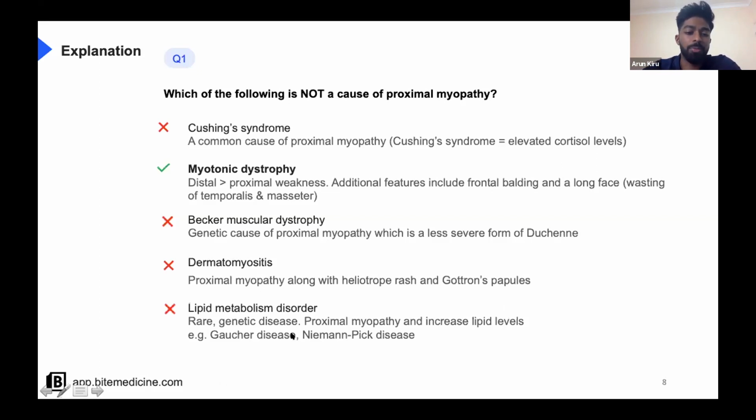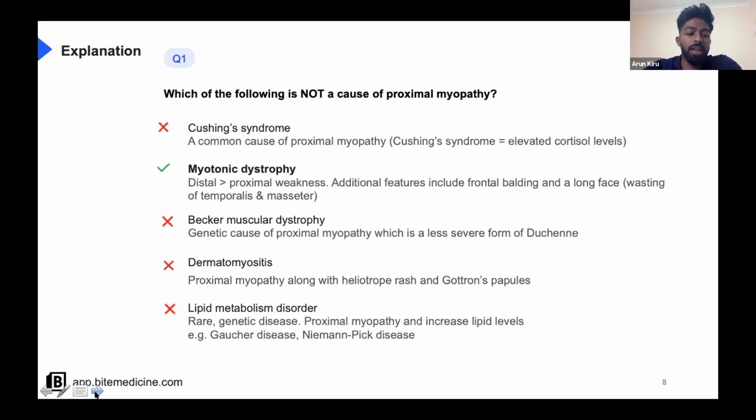And then lipid metabolism disorder. This is a really rare genetic disease, autosomal recessive. Examples are Gaucher disease, Niemann-Pick disease, Tay-Sachs disease. The problem in this disease is you've got a mutation that means you can't break down lipids, therefore you get raised lipid levels, and also you get a proximal myopathy with that. So quite complex, but the clue in these questions which say not a cause is usually that one of them causes the opposite. So here we've actually got distal more than proximal weakness.